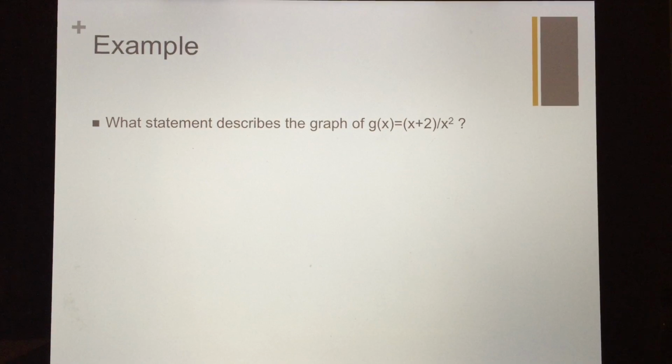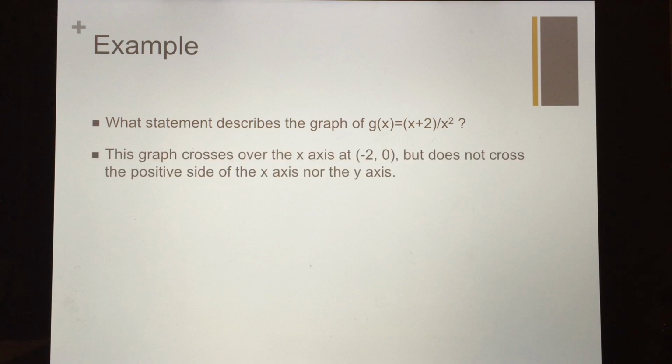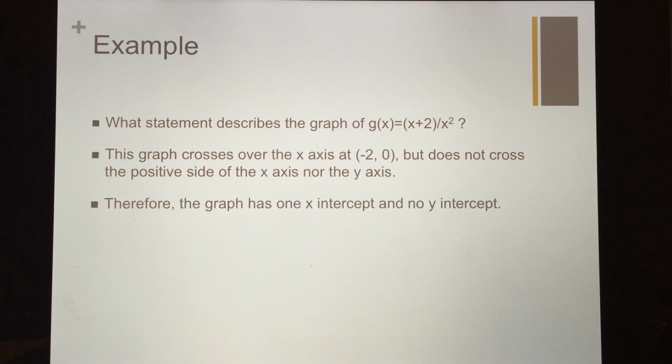Now an example, what statement describes the graph of g(x) = (x + 2) divided by x squared? So this graph crosses over the x-axis at (-2, 0), but it does not cross the positive side of the x-axis nor the y-axis. Therefore, the graph has one x-intercept and no y-intercept.